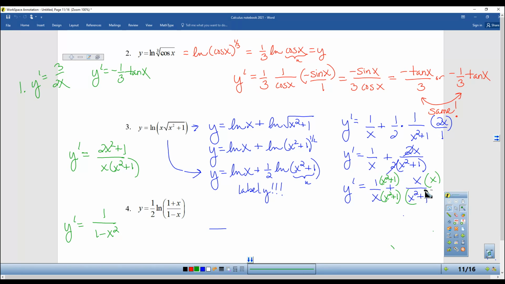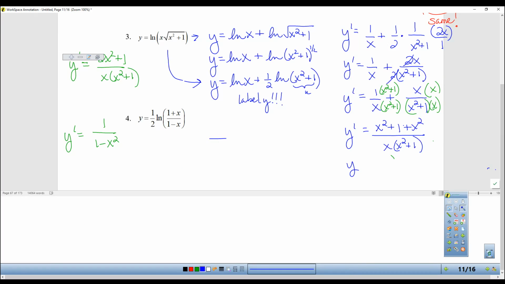Give it a common denominator. You can do it. That gives me x squared plus 1 plus x squared all over x times x squared plus 1, which gives me y prime is equal to 2x squared plus 1 over x times x squared plus 1. And that was the answer.